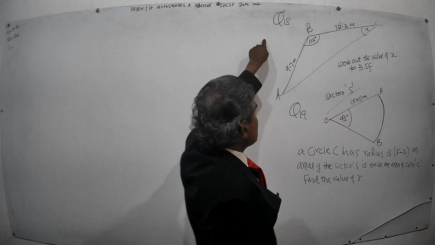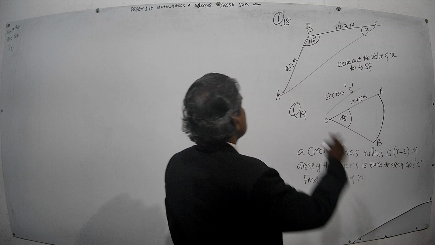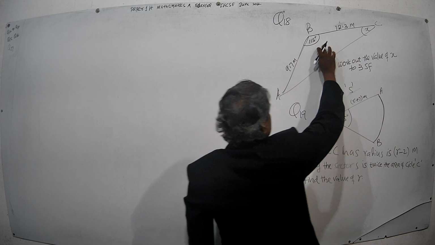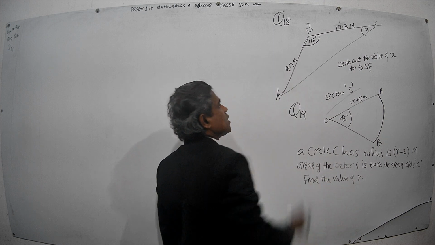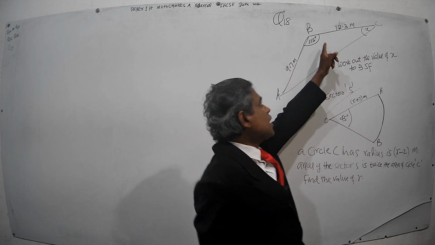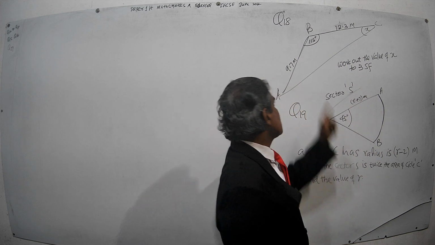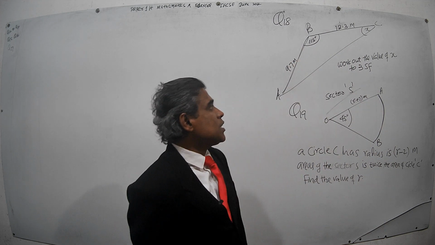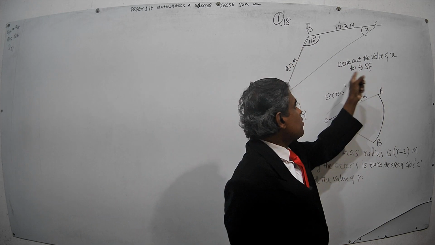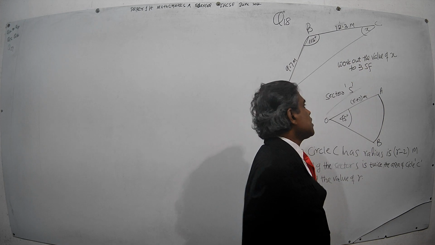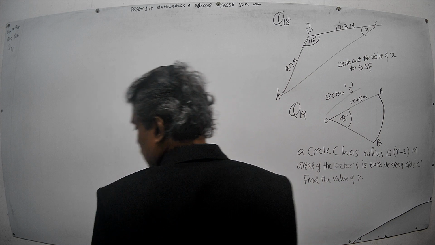Now question 18 is a triangle they have given. Triangle ABC, and this angle B is 115 degrees. This side AB is 9.7 meters. This side BC is 12.3 meters. Now work out the value of x. This angle we are asked to find. Give the answer to three significant figures.